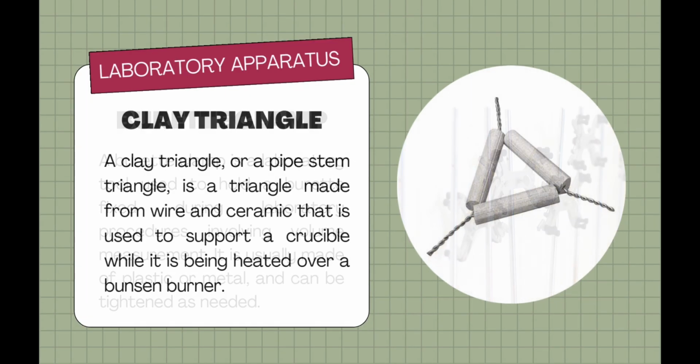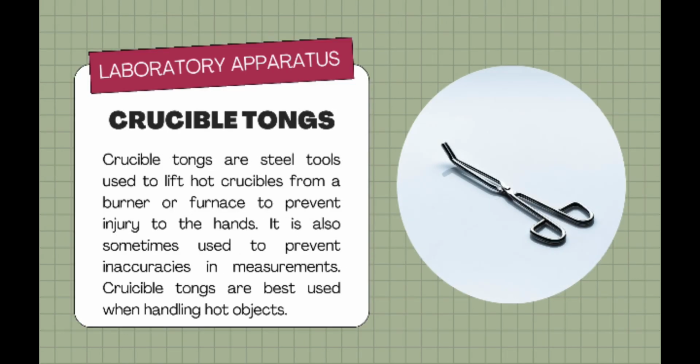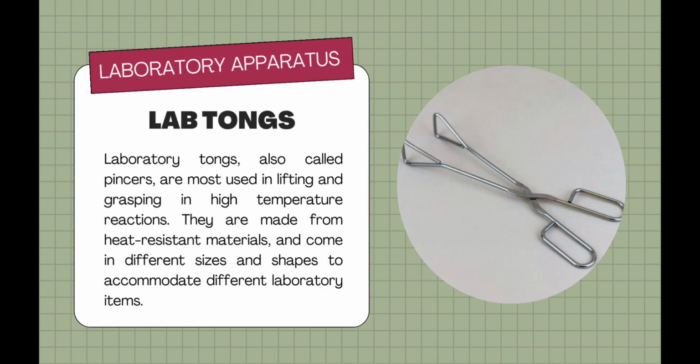The clay triangle, also known as the pipe stem triangle, is a triangle made from wire and ceramic that is used to support a crucible while it is being heated over a Bunsen burner. The crucible tongs are steel tools used to lift hot crucibles from a burner or furnace to prevent injury to the hands. The lab tongs, on the other hand, are also called pincers, and are mostly used in lifting and grasping in high temperature reactions.